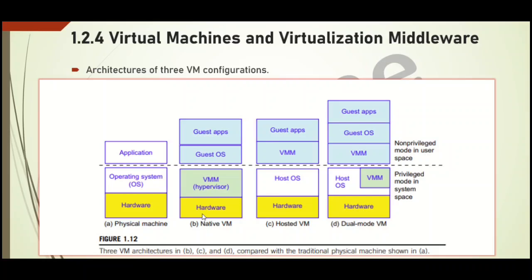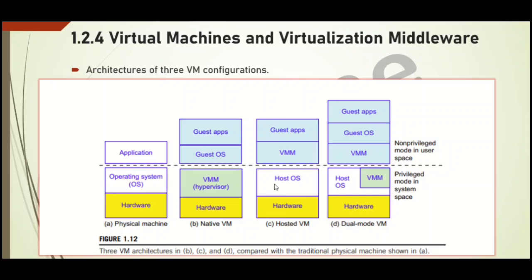Then the second one is a native virtual machine. What it is showing is a virtual machine setup where the virtual machine monitor runs directly on the hardware. The layers are hardware, virtual machine monitor, then guest operating system, then guest apps. The virtual machine monitor, also called a hypervisor, sits directly on the hardware and creates virtual machines, each with its own guest operating system and apps.